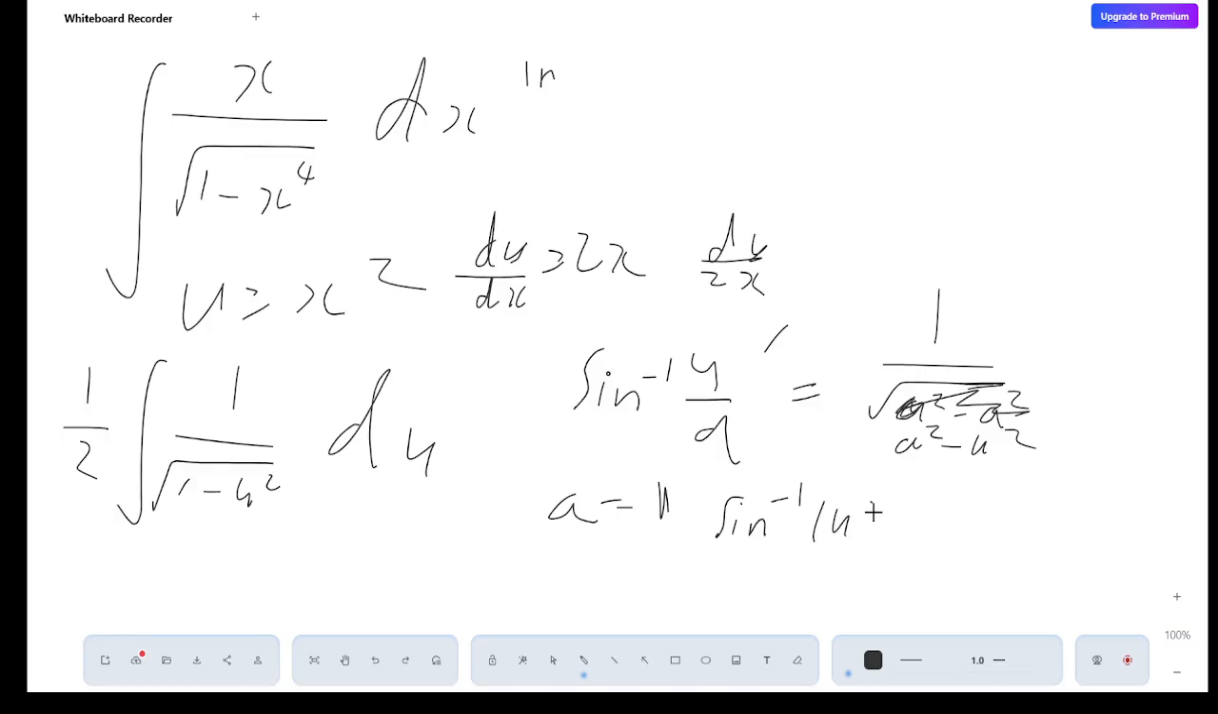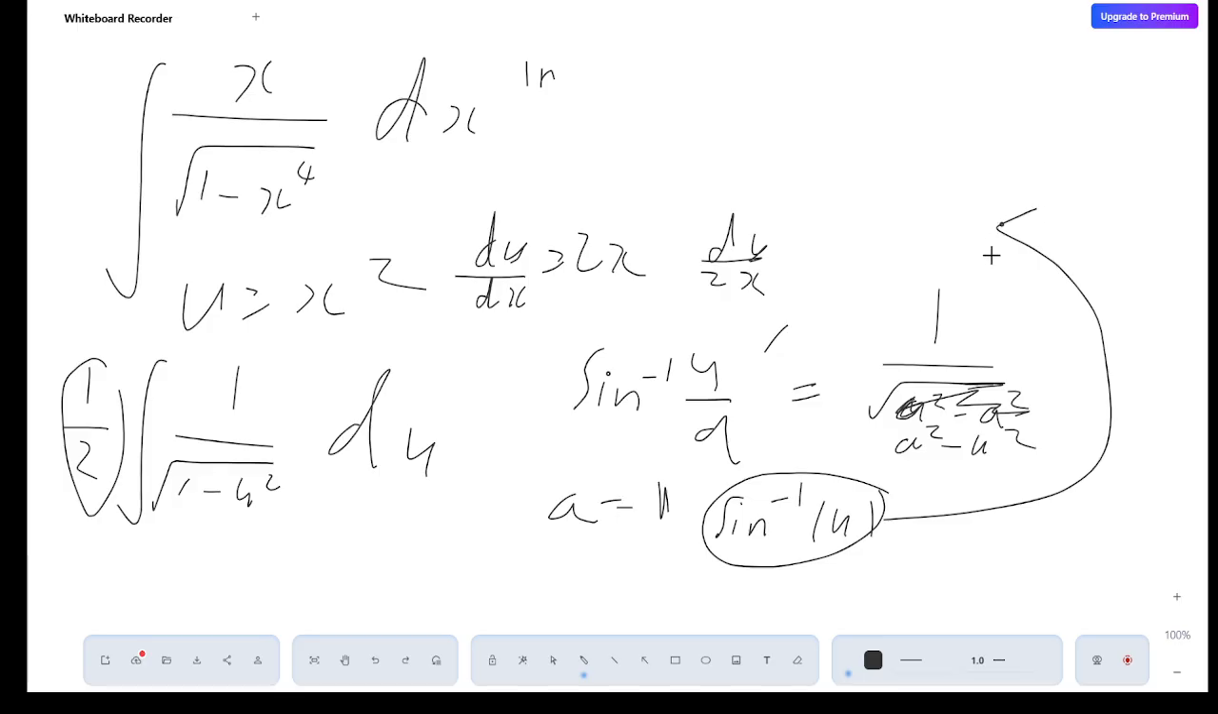So now we have found the primitive, sine inverse u. But don't forget, we had this half at the front. So our last one will be half sine inverse of u. And don't forget that we have u equals x squared. So half sine inverse of x squared, and don't forget the plus c because it's an indefinite integral.